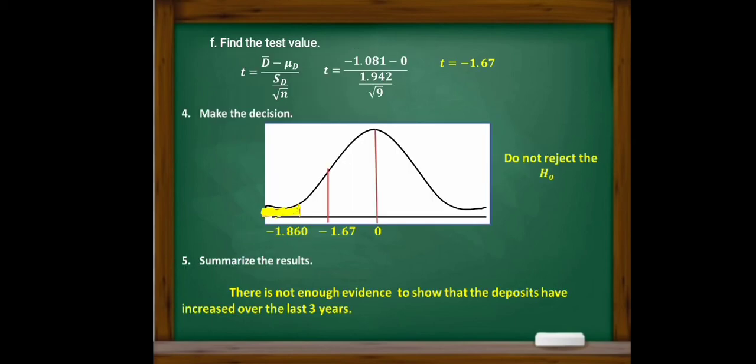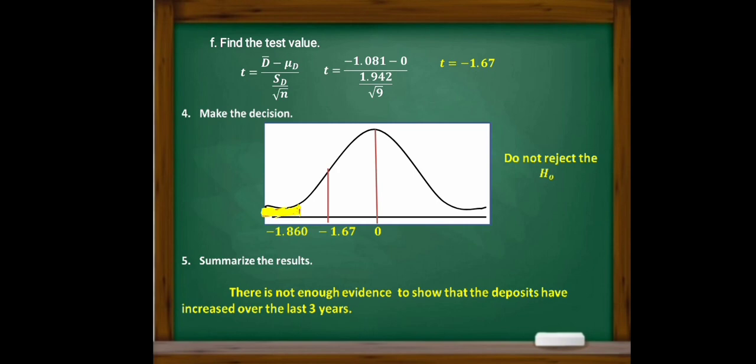So, let's find the test value. So, the formula for the test value, you have here. Then, substitute its value to the formula until we can get test value is equal to negative 1.67. Since we're done getting the test value, let's proceed to step 4. We have to make the decision.